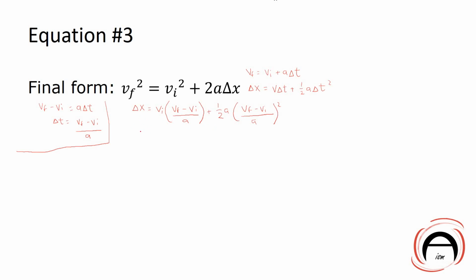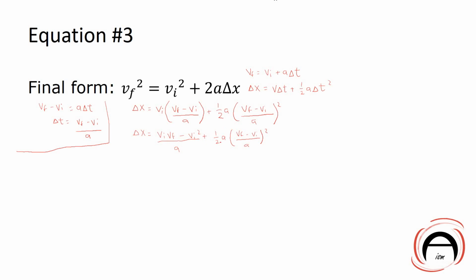So if I want to simplify a little bit of this, I'm going to have delta x as equal to Vi times Vf minus Vi squared plus 1/2 A times Vf minus Vi over A squared, all over A also. My goal is to get rid of all these fractions. I just want to have a nice simple equation on both sides.